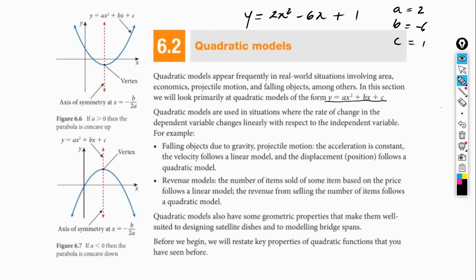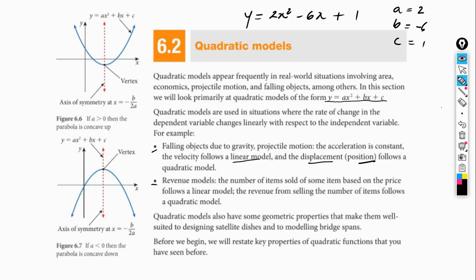Quadratic models are used in situations where the rate of change in the dependent variable changes linearly with respect to the independent variable. For example, falling objects due to gravity, that's called projectile motion. The acceleration is constant, the velocity follows a linear model, and the displacement or position follows a quadratic model. Revenue models, that's the next example. The number of items sold of some item based on the price follows a linear model. The revenue from selling the number of items follows a quadratic model.